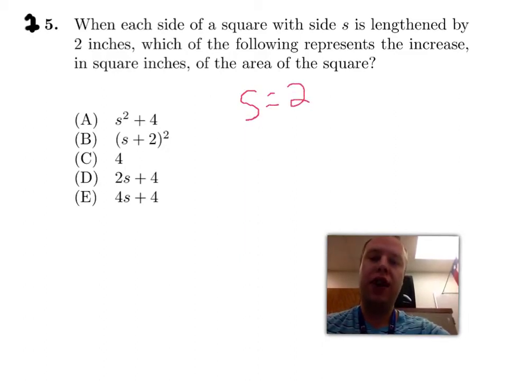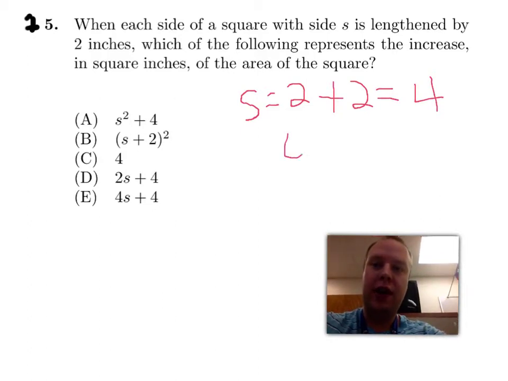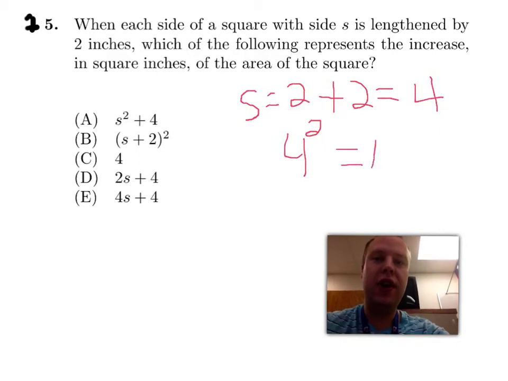When each side of the length of side S is increased or lengthened by 2 inches, it's going to be plus 2 more. That's going to equal 4. Which of the following represents the increase of the area? Okay, so then you need to know your equation for area of a square. You can look that up in your reference materials. 4 times 4, or the side squared, equals your area, and that equals 16.